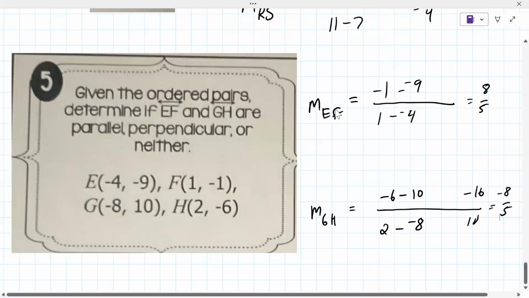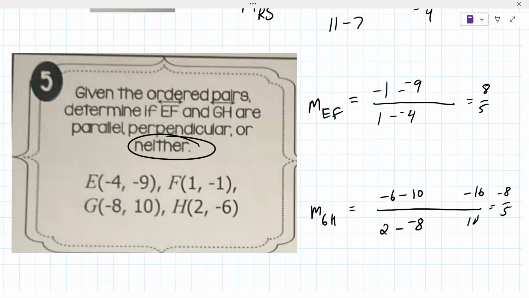They're perpendicular if they're flipped. They've got to be flips of each other. So they wouldn't be. It's just neither in this one. All right. Let's go back and do one of the other line problems. Let's do, I guess it's task 7.